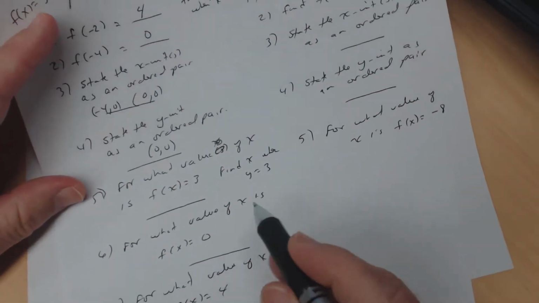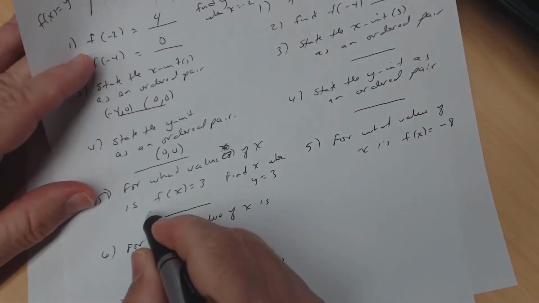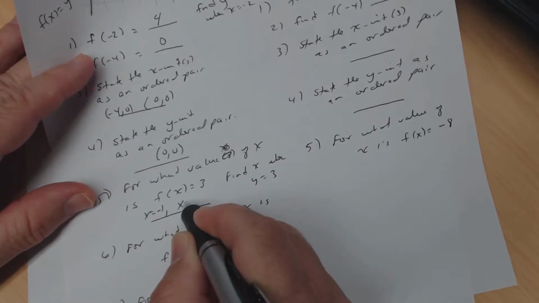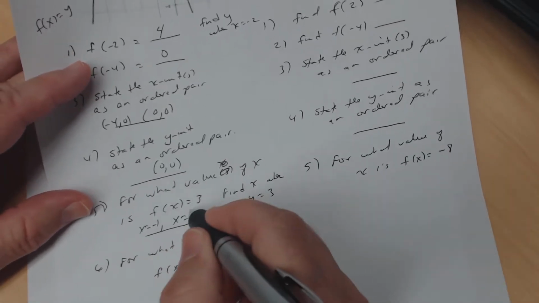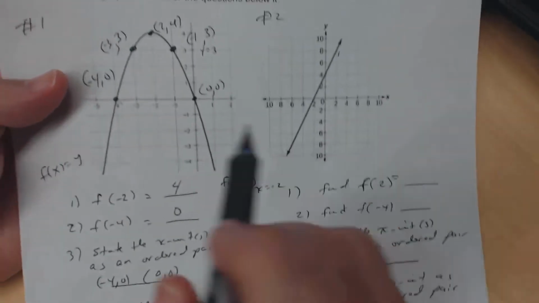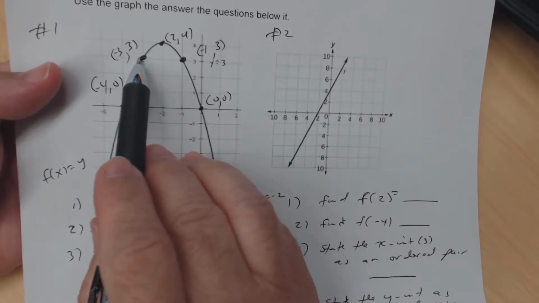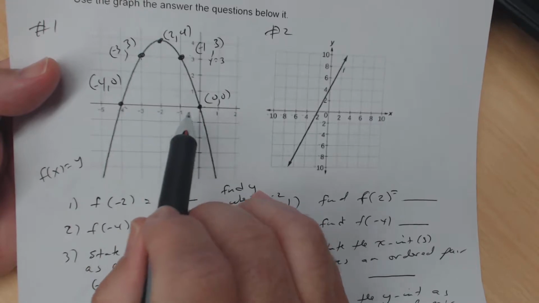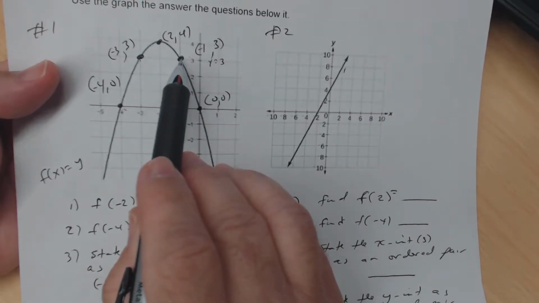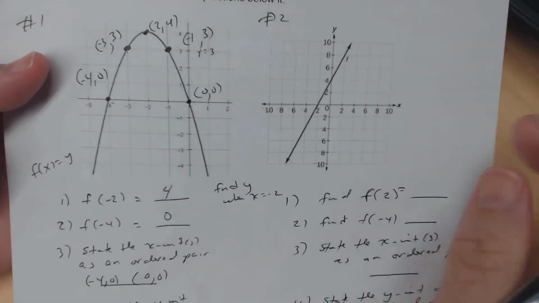So here's how you would answer that. You would say x equals negative 1, comma, x equals, I'm sorry, negative 3. All right, because when x is negative 3, look at this. What's your y value? Your y value is 3. When x is negative 1, here's the point. What's your y value? Your y value is 3.